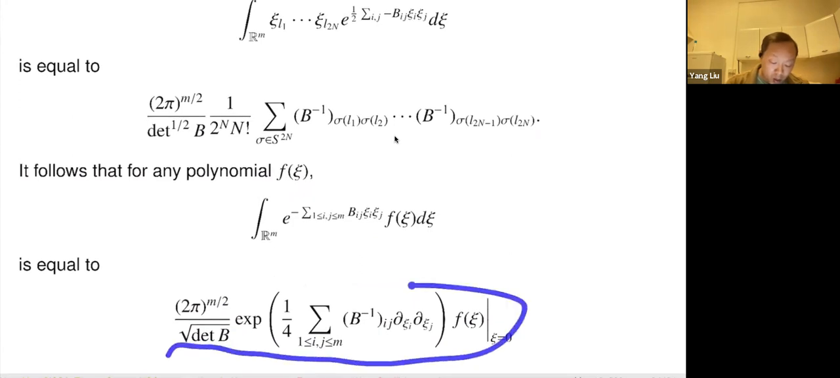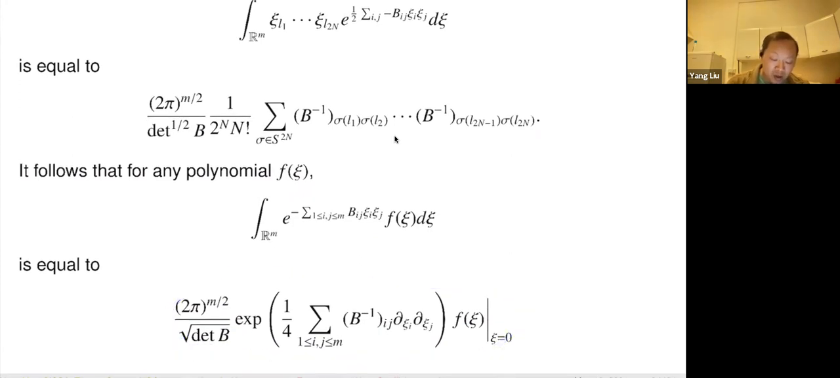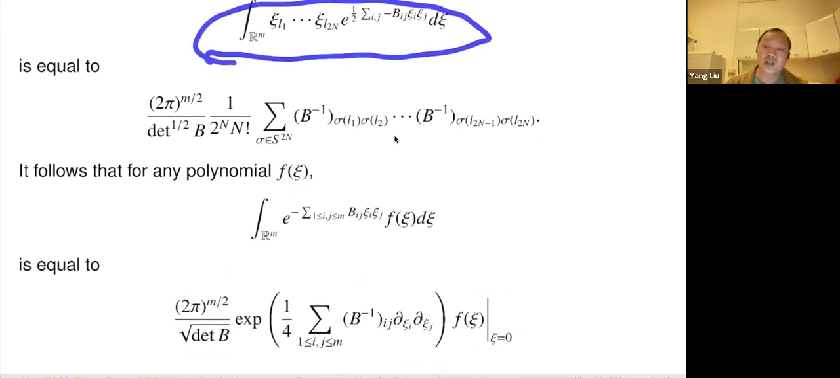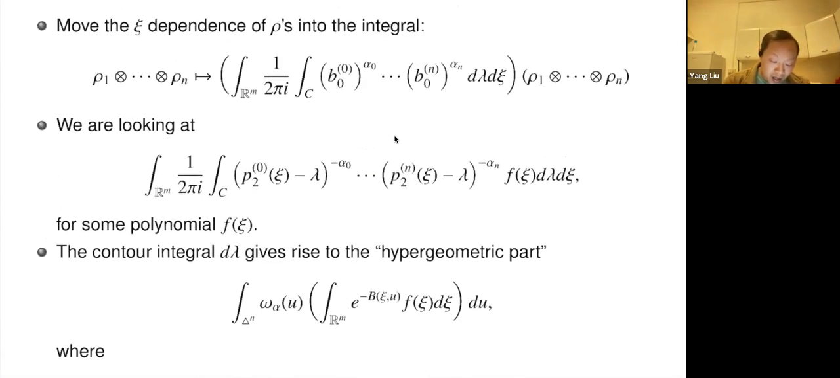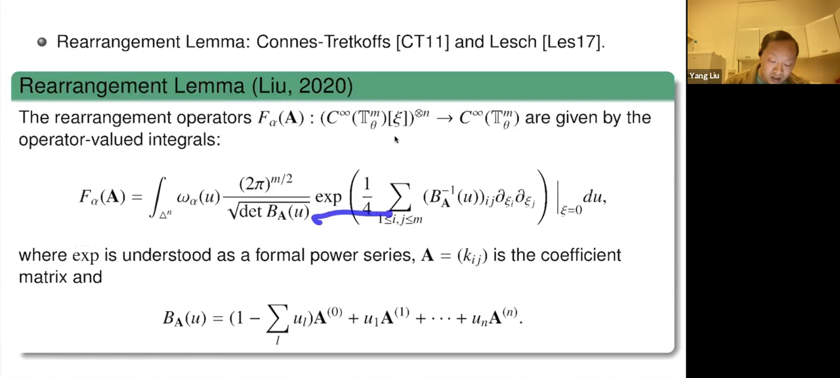So here is a more fancy way to write such an integration. You can sort of turn this integration into a sort of differentiation, which somehow explains this part, this exponential part in the theorem.